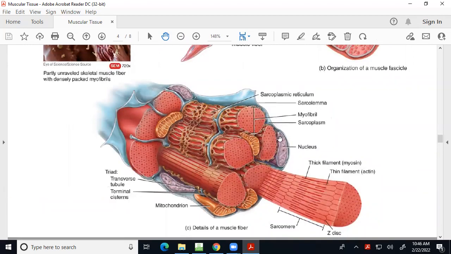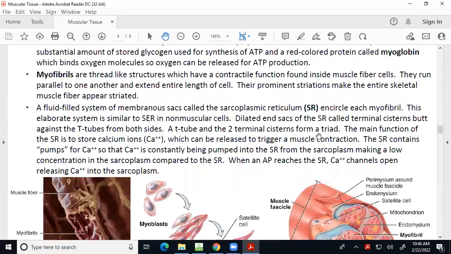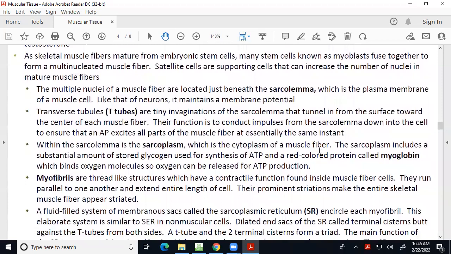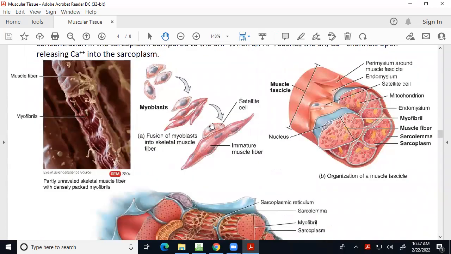Where we find the nucleus of the muscle fiber is on the outside, underneath what we call the sarcolemma, which I'll get to in a second. Now, very closely associated with the nuclei of a muscle cell are what we call satellite cells, which are just supporting cells that can actually help increase the number of nuclei in mature muscle fibers. And you can see one of those satellite cells, and here's another one over here in our fascicle. Each of these would be a muscle fiber, and close by are those satellite cells.